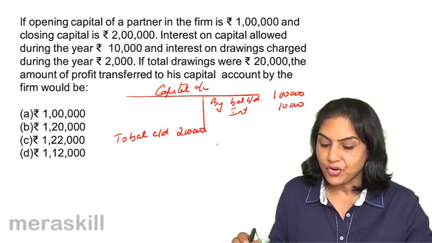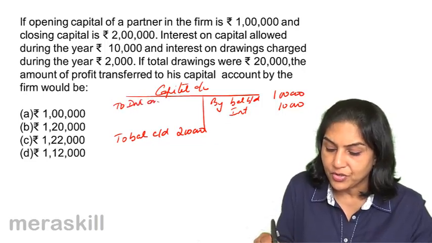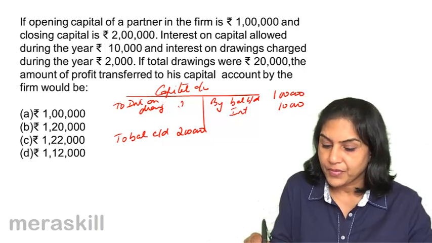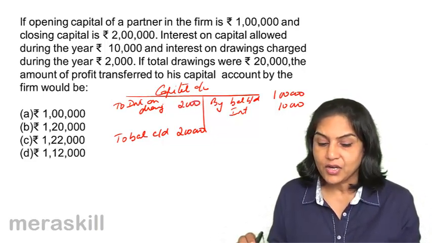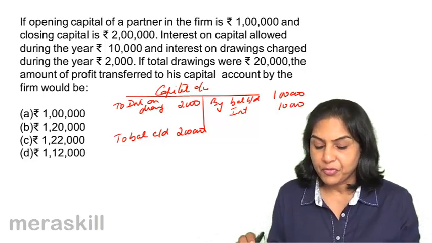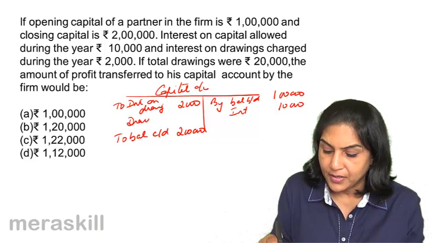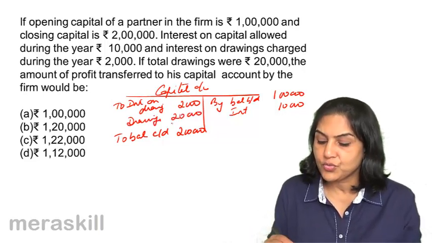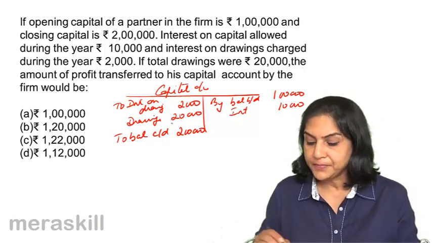Interest on capital 10,000. Interest on drawings is charged, so the capital account is debited with interest on drawings of 2,000. Drawings also we are transferring here, drawings were 20,000. This is one way of checking what could have been the profit for the year.